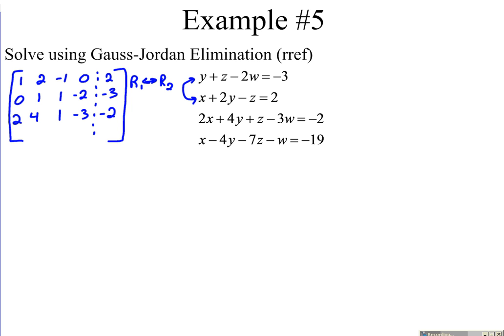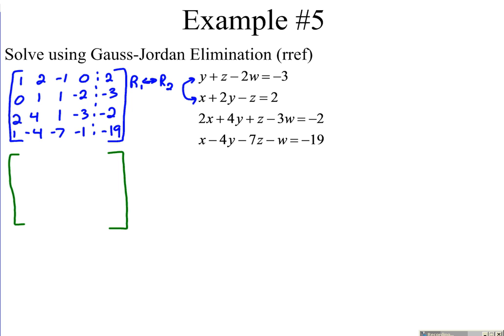And 1, -4, -7, -1, and -19. We have a 1 in row 1, column 1. We need zeros in the rest of that column. So that's going to be our next step here.